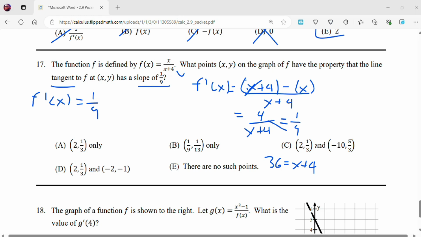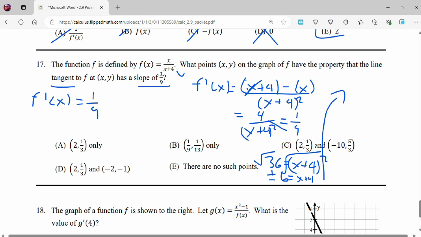And then I almost made a mistake here. This should be squared, right? It's over v squared. So now take the square root of both sides. And then again, when you're doing a square root on both sides, you have to have a plus minus. So plus minus 6 equals x plus 4. X equals negative 4 plus minus 6. X equals negative 4 plus 6, which is positive 2.